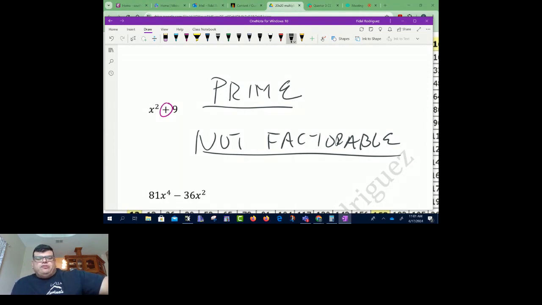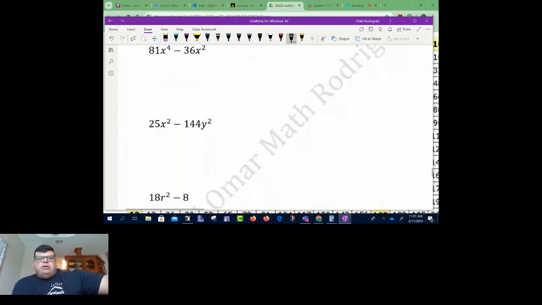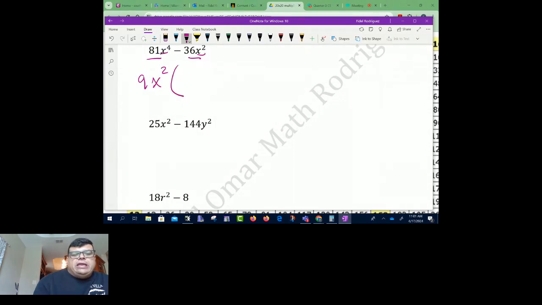All right, let me scroll down because I think there's three more here that I want us to do, and then we'll take a little break. Before I start doing my difference of squares here, the first thing I want you to notice is I can divide both those numbers by 9. And we can also take out an x squared. So we're going to take out a 9x squared.